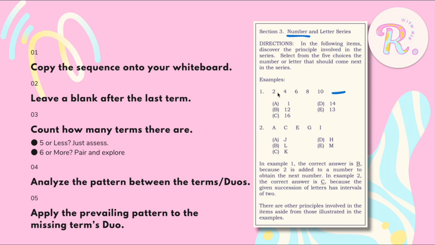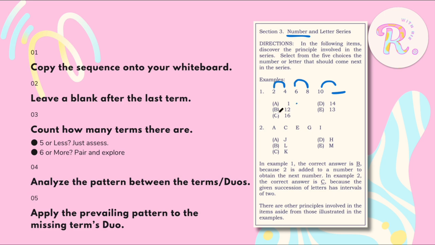Okay, so recap. If there's only 5, just like this one in the example, you could just go ahead and pair everything, okay? And then assess as is what the relationships are from the first term to the second to third and so on. But if there are 6 or more, for example, this is 6, okay? Then we're gonna go ahead and pair starting from the blank and then pair it with the one adjacent to it, okay? So this is how you pair in number series.